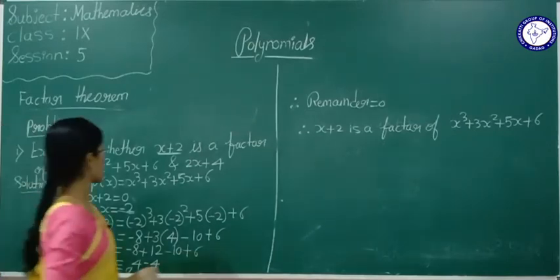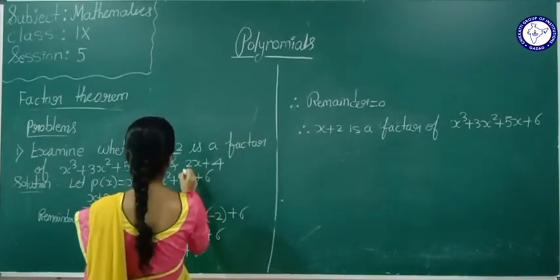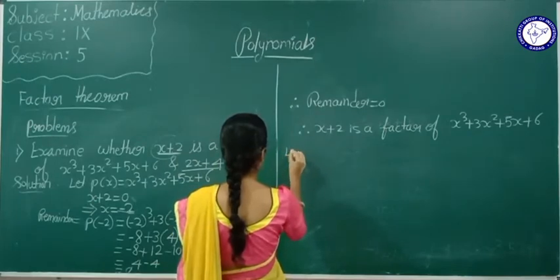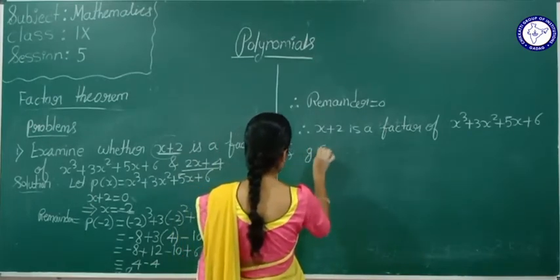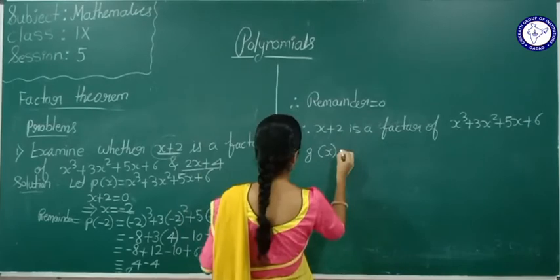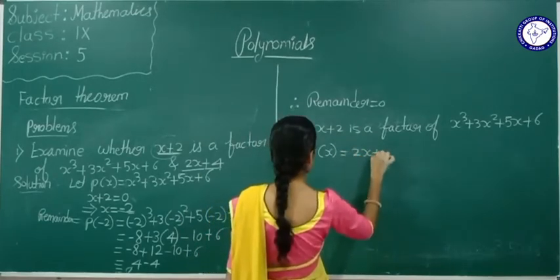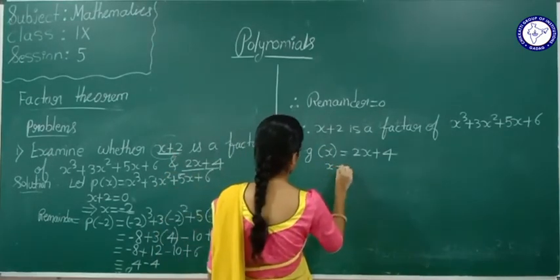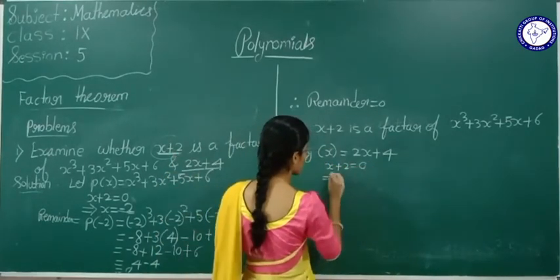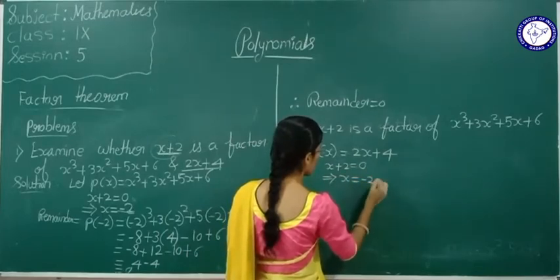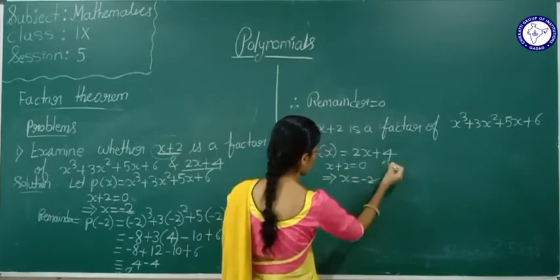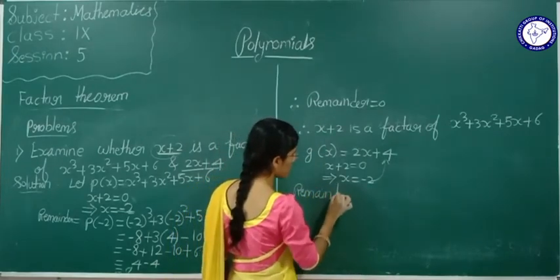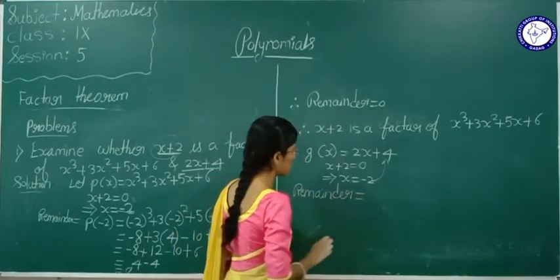Okay, next now we will check whether x plus 2 is a factor of this polynomial. Let us give this polynomial the name g of x is equal to 2x plus 4. See here, equate this with 0. What are we getting? x is equal to minus 2. So substitute this minus 2 in this polynomial. What are we doing? We are finding the remainder.